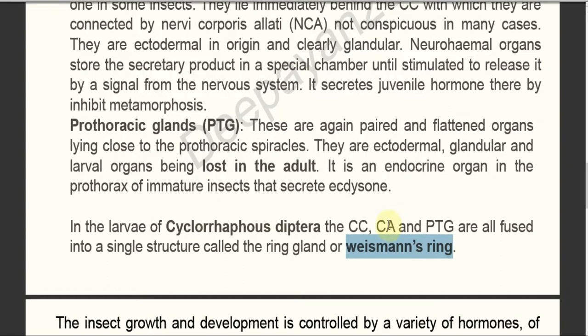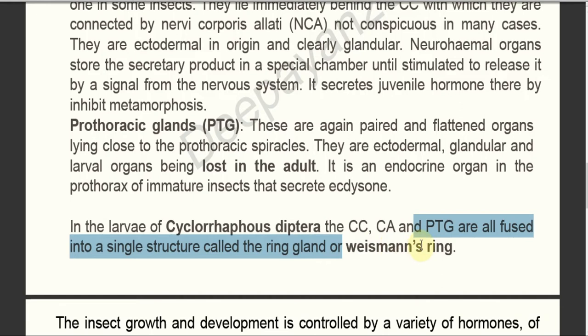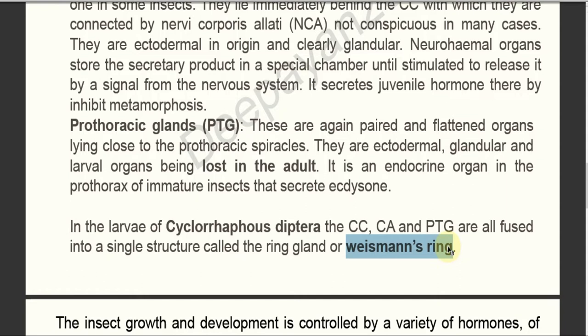This Weismann's ring. What is Weismann's ring? Okay. In case of larva of Cyclorrhapha, suborder of Diptera. Okay, Diptera is the order. Larva of Diptera is known as maggot. Maggot, very good. Okay. In those maggots, what will happen? This CC, corpora cardiaca, corpora allata, and PTG, prothoracic glands, all will be fused into a single ring gland. That is known as your Weismann's ring in case of Cyclorrhaphan Diptera. Cyclorrhapha means your house fly, fruit fly, they will come under this suborder. Clear? Yes, sir. Yes or no? It may come in the exam.